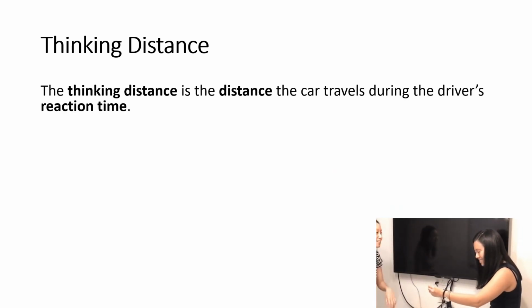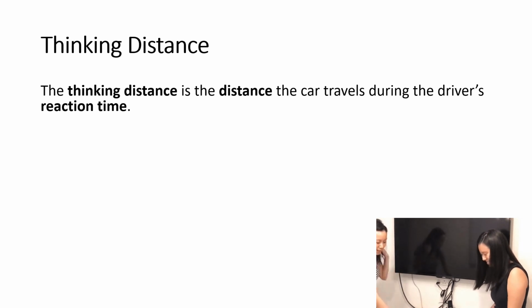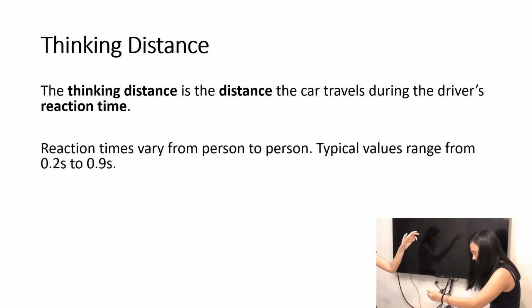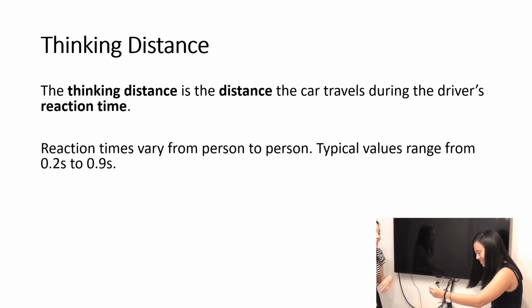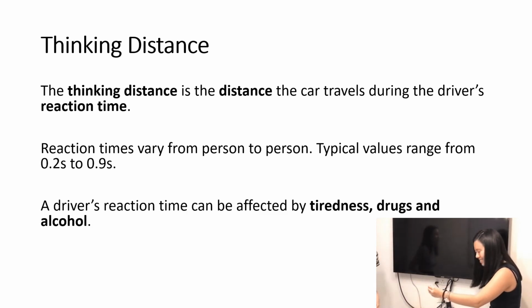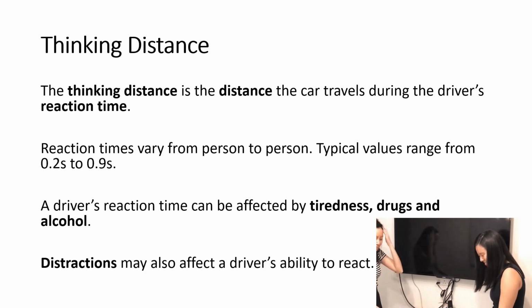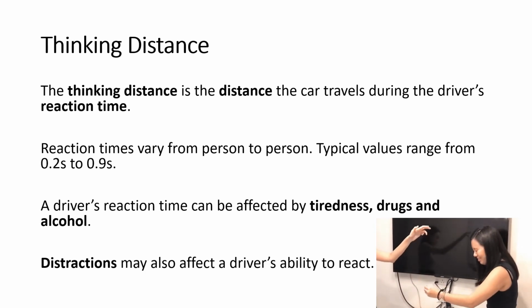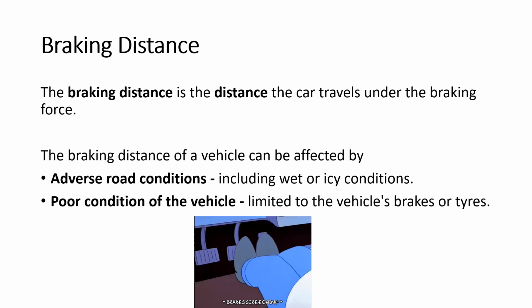Thinking distance. This is the distance the car travels during the driver's reaction time. Reaction times are about 0.2 to 0.9 seconds, and this can be affected by tiredness, drugs, and alcohol. Distractions also affect the driver's ability to react.